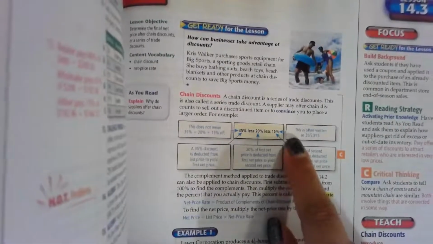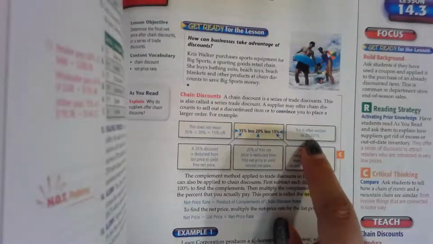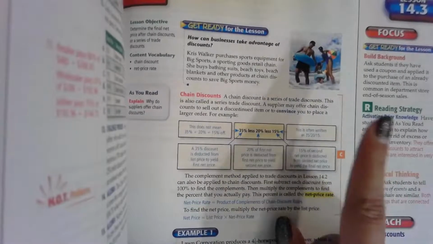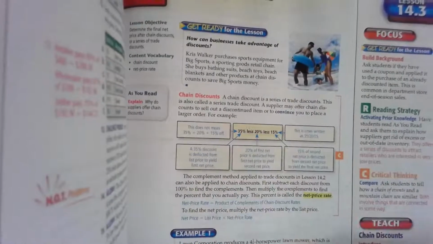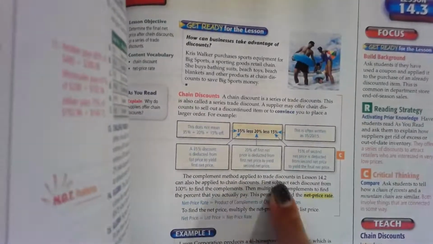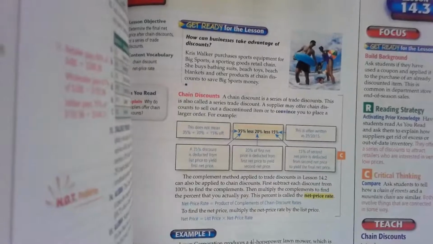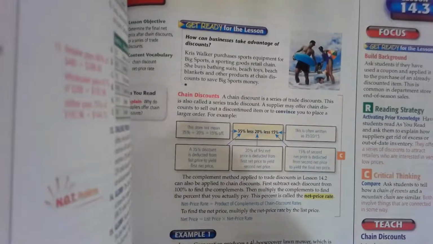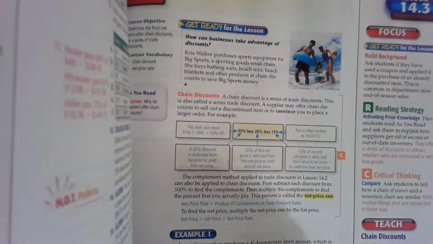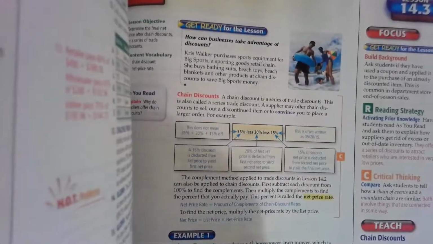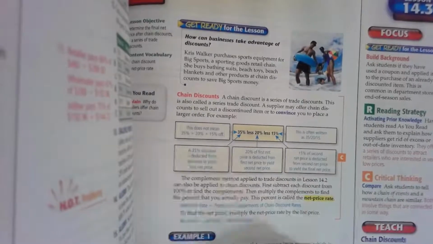So this is often written as 35-20-15. That means you took a 35% discount first, then you took another 20% discount, and then you took another 15% discount off of that. The complement method applied to trade discounts in lesson 14.2 can also be applied to chain discounts. So we're first going to subtract each discount from 100% to find the complements, then multiply the complements to find the percent that you actually pay. This percent is called the net price pay rate.